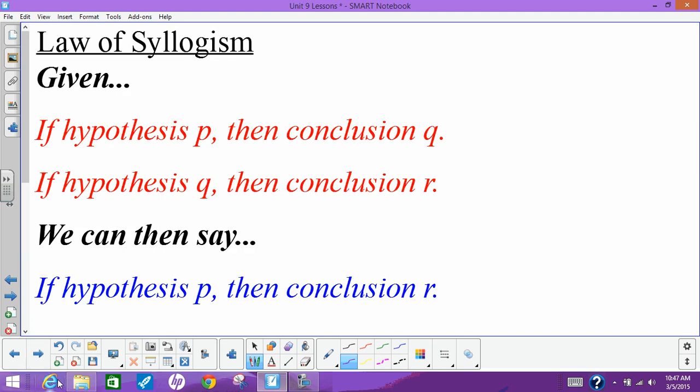Our second law, we're going to talk about two laws, so this is the second of the two. We're given two conditional statements this time. It's called the Law of Syllogism.